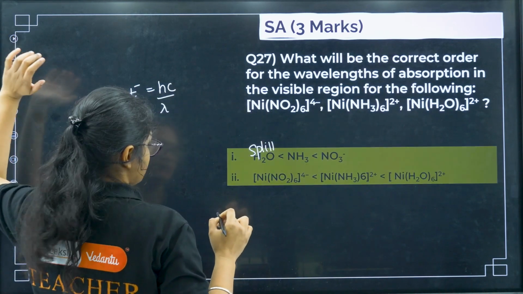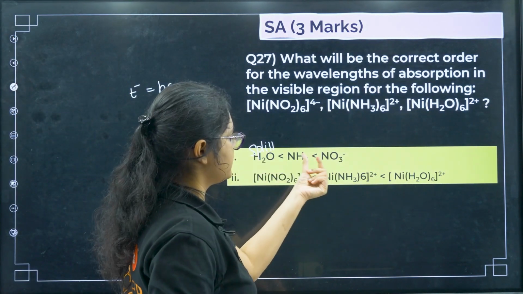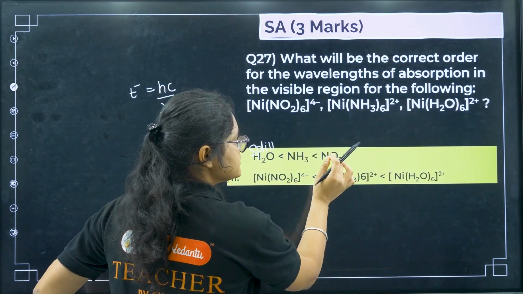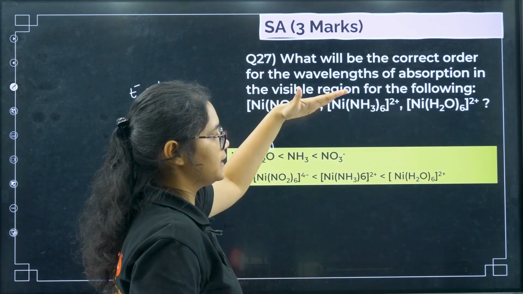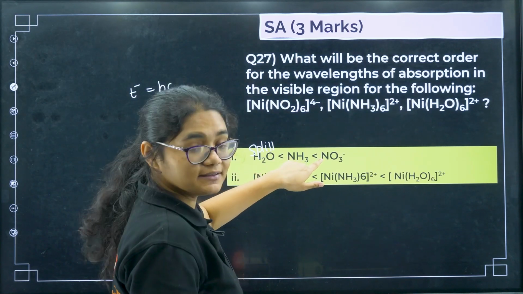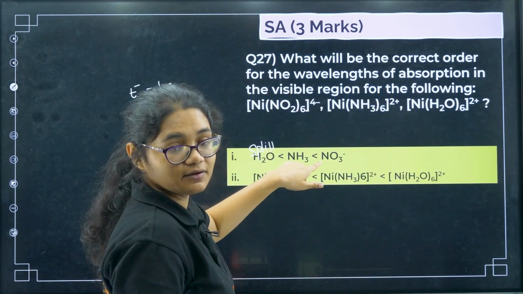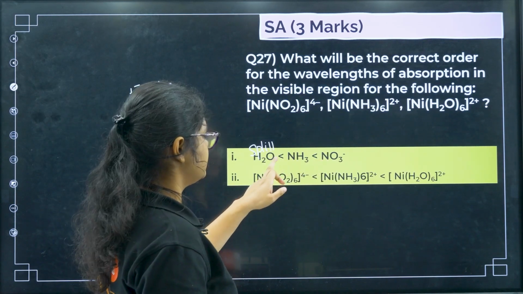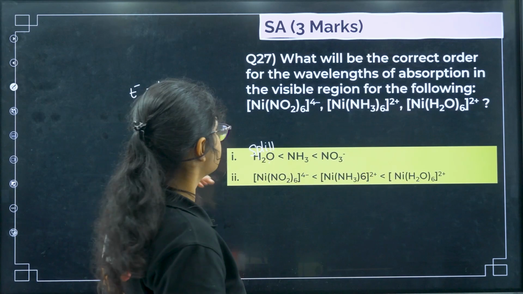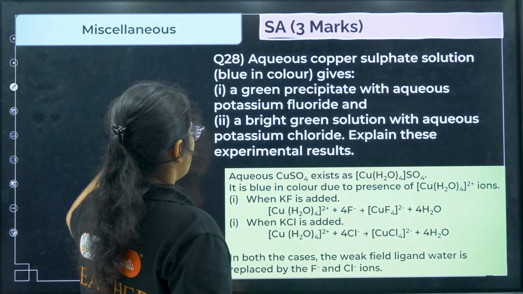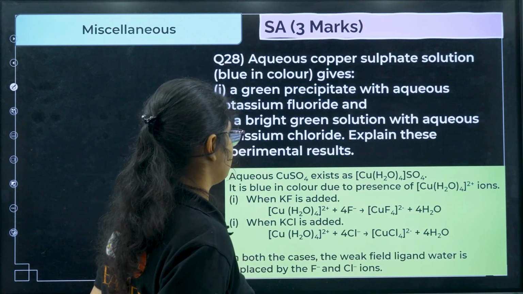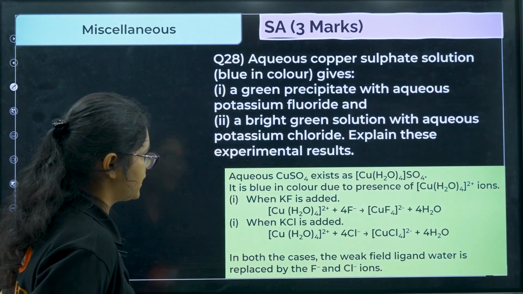So, let me just show you everything. Splitting order will be NO3 minus, NH3 and H2O. Sorry, NO3 minus is the strongest ligand here. So, this one will have the highest splitting. If highest splitting is there, that means what? The wavelength of this one will be the least. So, this one will come at the least, then NH3 and then H2O on the basis of wavelength. Inversely proportional.